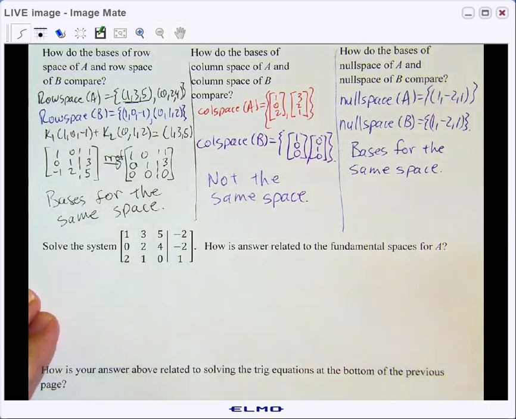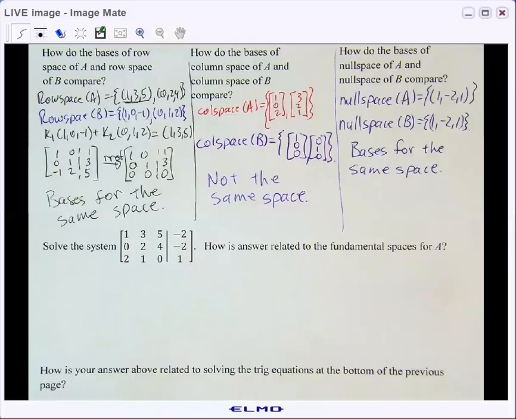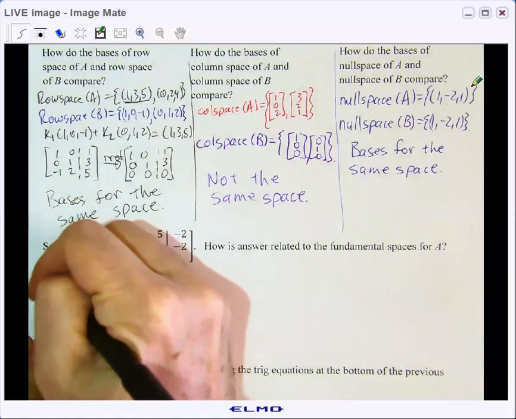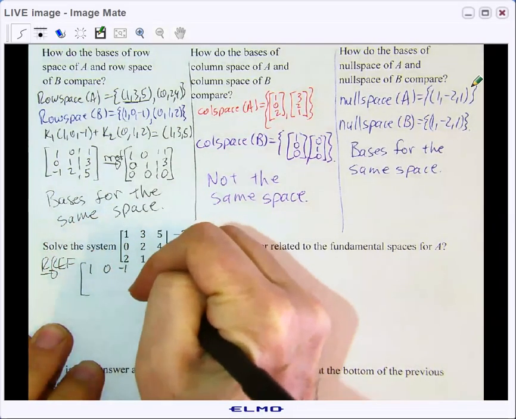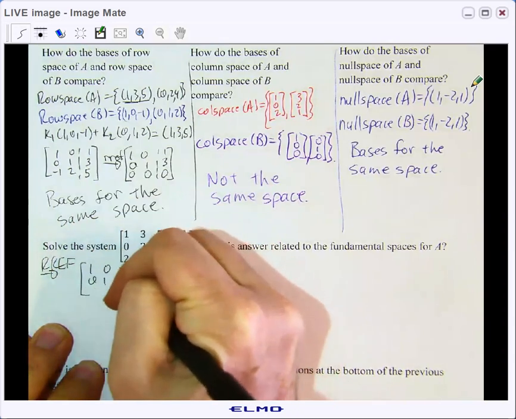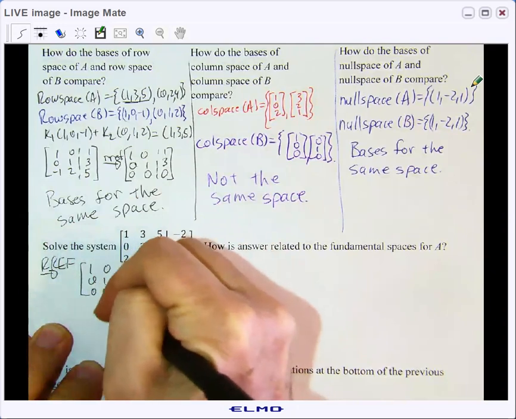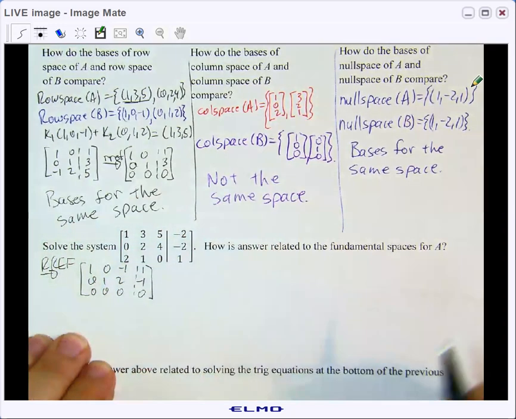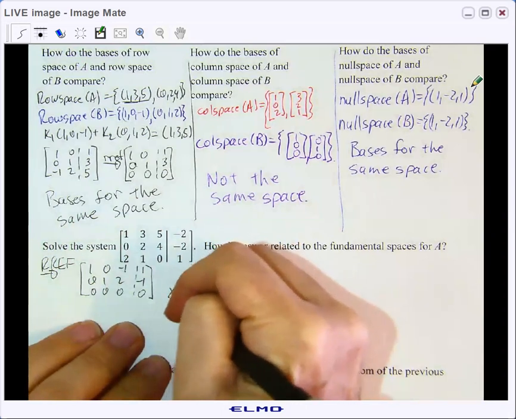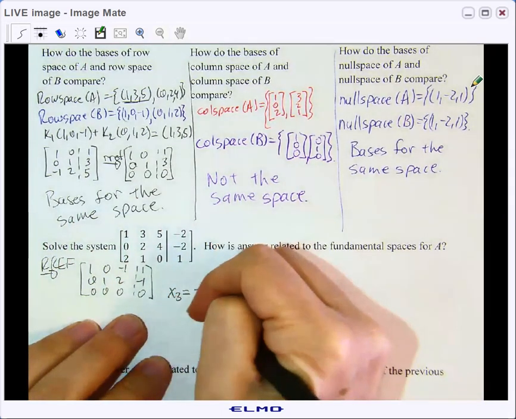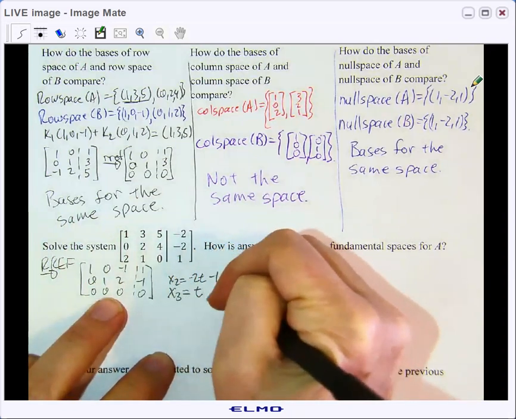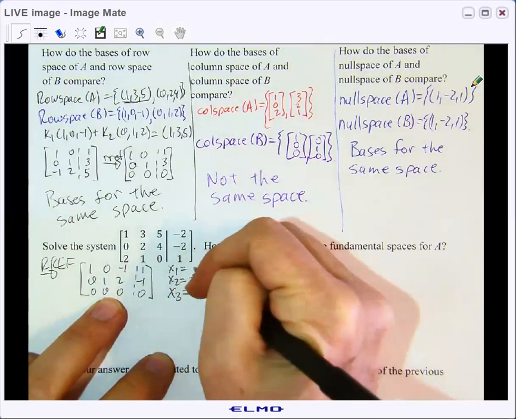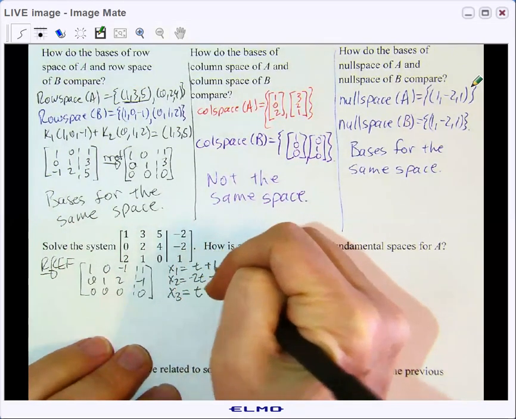If we make that matrix into our calculator and RREF, let's see what we get. I get 1, 0, negative 1, 1, 0, 1, 2, negative 1, and 0, 0, 0, 0. So our answer is, oh, we're going to have a parameter. x sub 3 is t. x sub 2 would be negative 2t minus 1. And x sub 1 would be t plus 1.